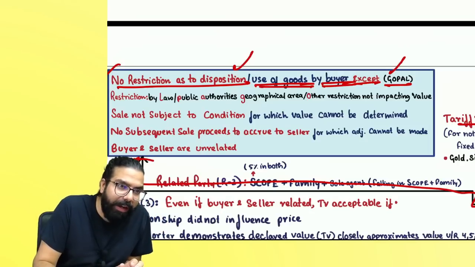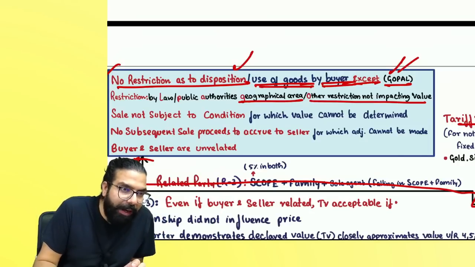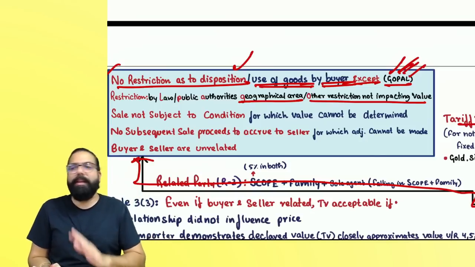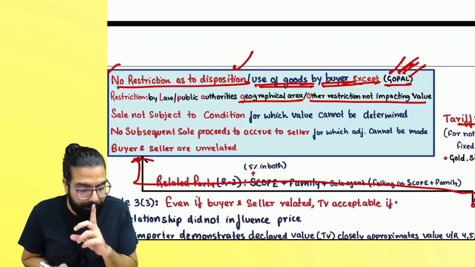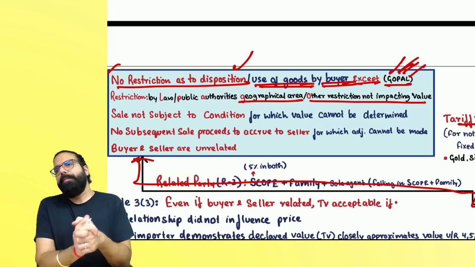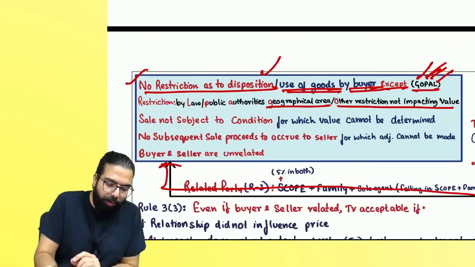G means geographical area condition. O means other restrictions which do not impact the price. PA means public authority restrictions, and L means law related. If any such restrictions are there, those are fine. But other than that, if there is any restriction on the disposition or use of the goods that impacts the price, then your value will not be accepted, and the valuation rules will be applied.